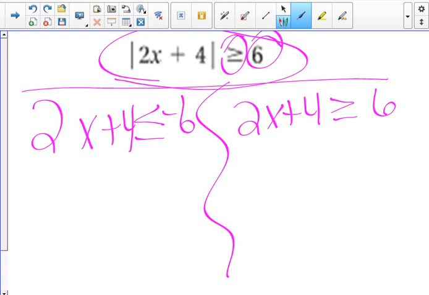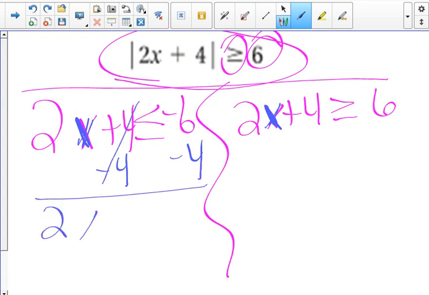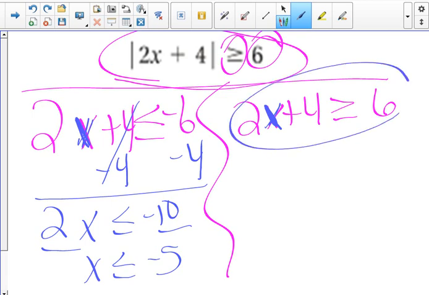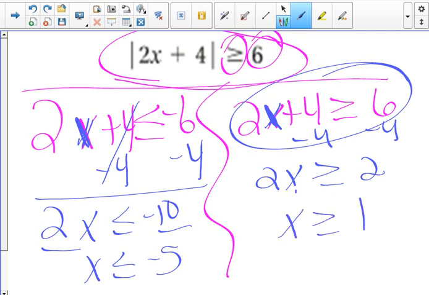Now, isolate your variable, the x. Okay, we're going to isolate the x's. So let's do the left side first. I'm going to subtract 4 from each side, and we get 2x is less than or equal to negative 10. Divide each side by 2, and you get that x is less than or equal to negative 5. So there's 1. Now on this side, we're going to subtract 4, and you get 2x is greater than or equal to 2, and then divide each side by 2, and you get x is greater than or equal to 1.